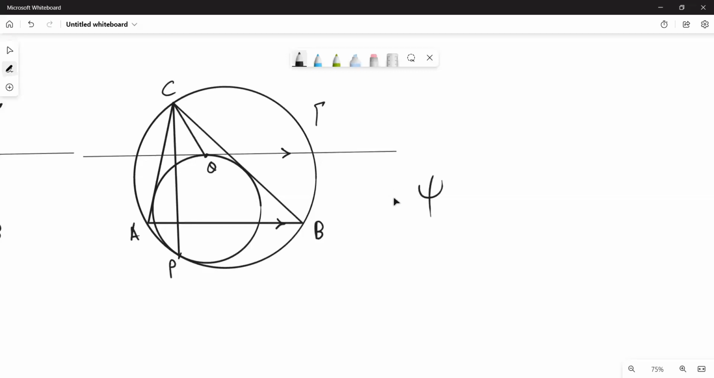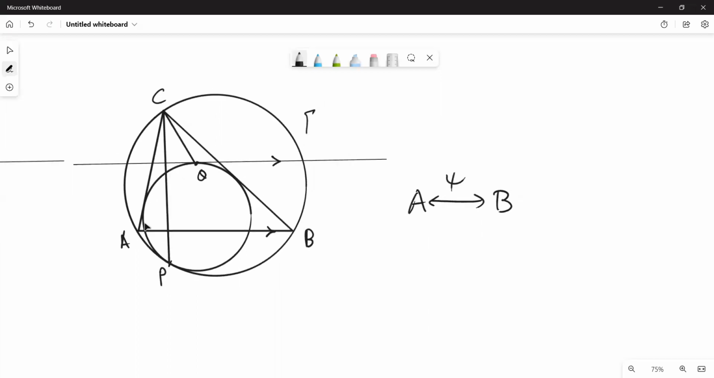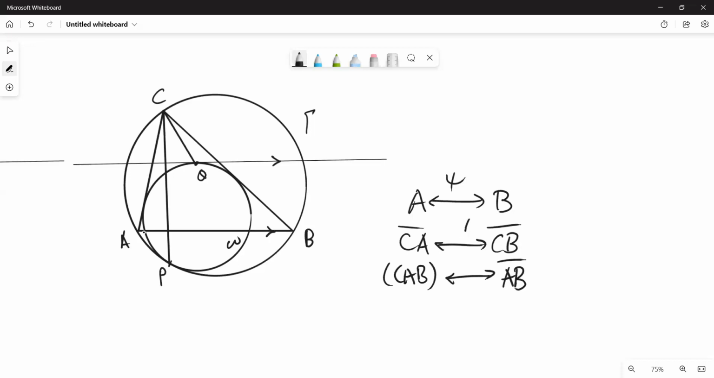So again, A and B, they are images of each other. Well, in this case, it's not square root BC, it's square root AB, but you get the point probably. Then what else? The line CA and the line CB must also swap. Anything else? Okay, remember the circumcircle gets to be the line AB after the transformation.